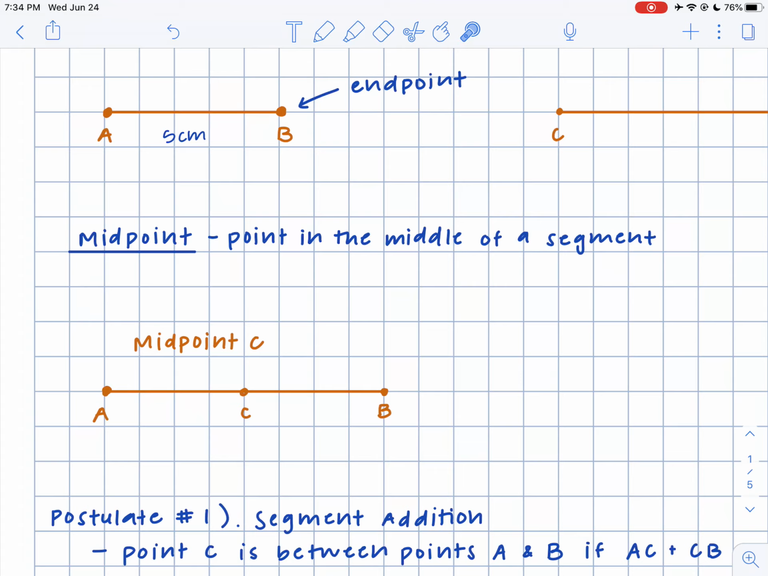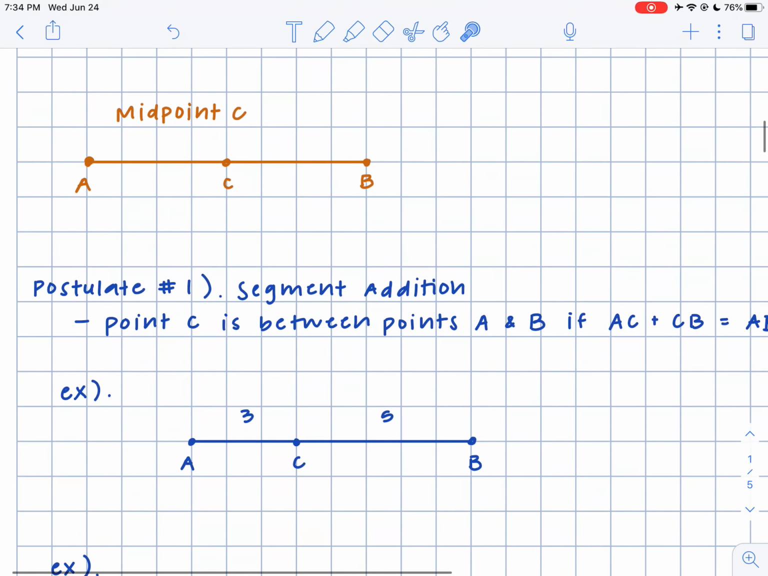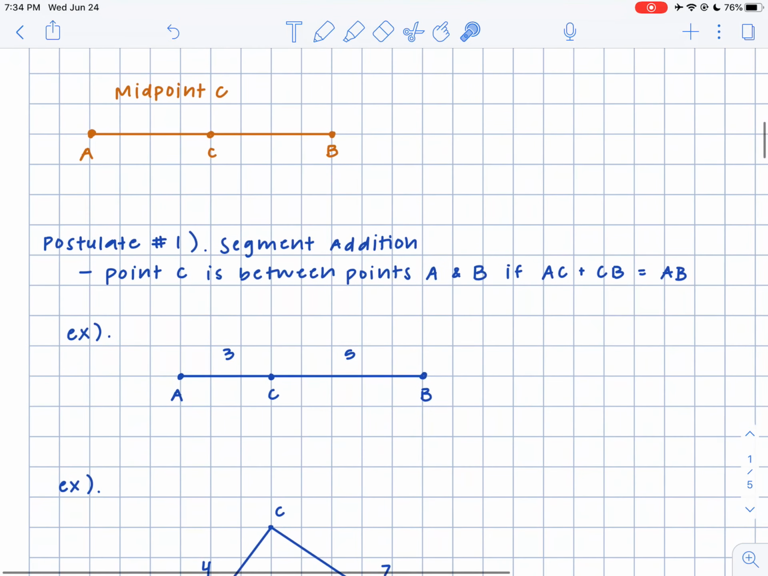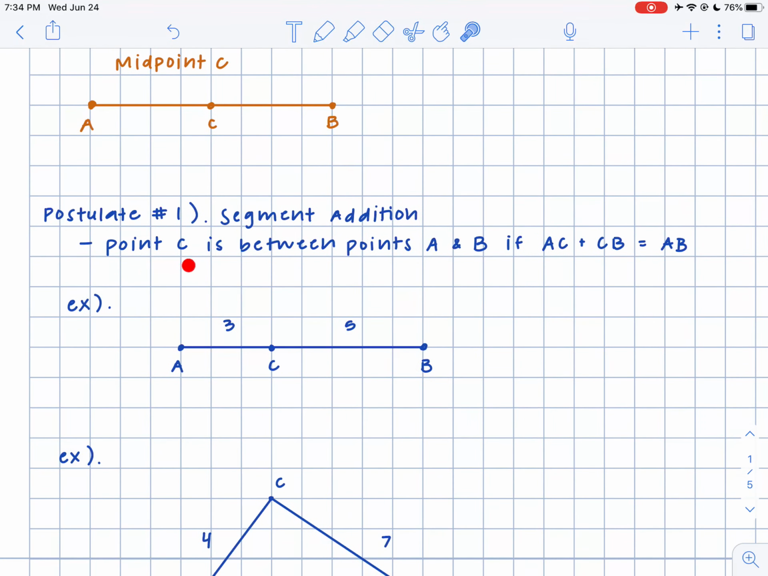So that means AC should be the same length as CB. And now we can get into our first postulate, the segment addition postulate. This states, if point C is between points A and B, then AC plus CB should equal AB, right? So we want to know, is point C in between A and B?